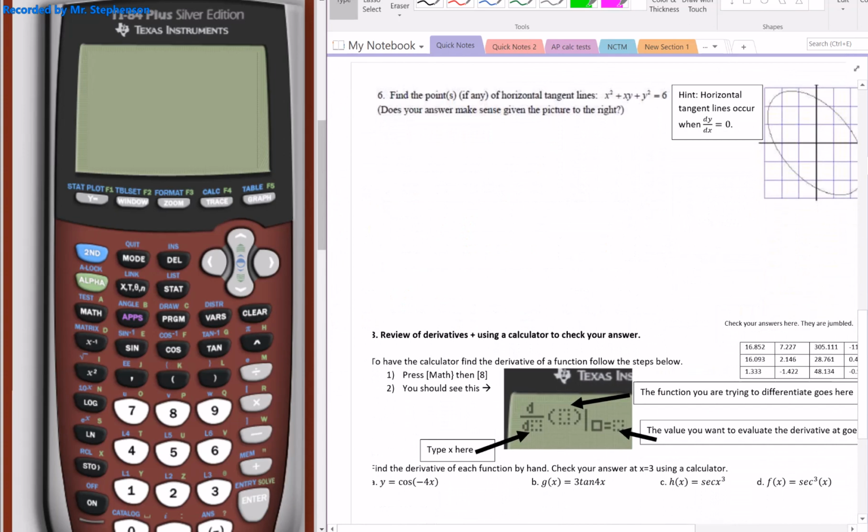Right, and so for problem number 6, we're trying to find horizontal tangent lines. Lines that go straight across have 0 slope. Horizontal tangent lines have 0 slope. So there's our function. Let's take the derivative.